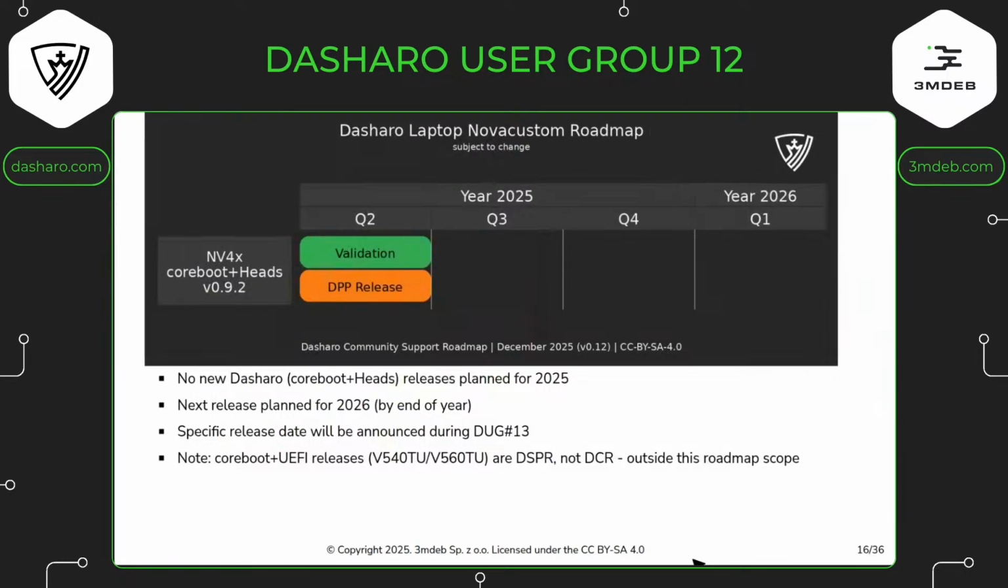Regarding Heads for NovaCustom, the release was in Q2. We really don't plan to follow the rolling release, or lack of release, in Heads, every month or every week or whatever. That's not our goal. So right now we don't have a plan, but I think by the next Dasharo User Group I have to announce something, because in 2026 we definitely will do a release, and of course there will be some negotiation and questions about which Heads we're doing that release on.